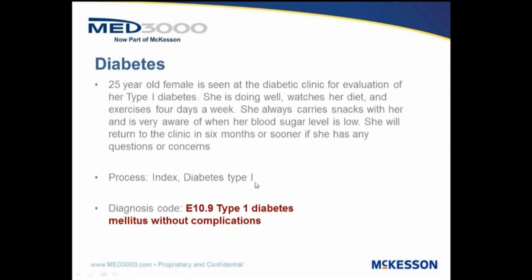Basically, this is your typical diabetes type 1. So if you look in the index, we see diabetes type 1. We will see here that the code E10.9 falls into the category of diabetes without complications.